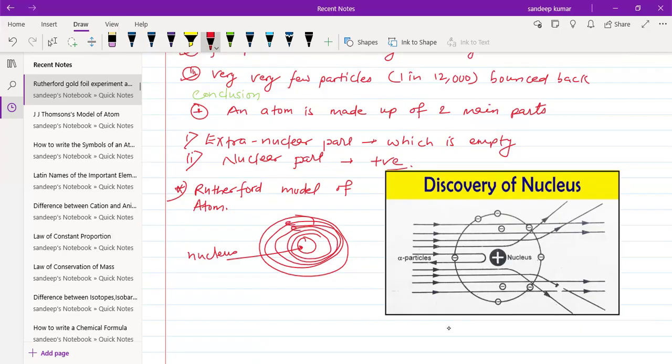See children, if anything is revolving around something, it will radiate energy, or lose energy, and finally it should collapse into the nucleus. But that is not happening. So he could not explain. The demerit we can write: he could not explain the stability of the atom.